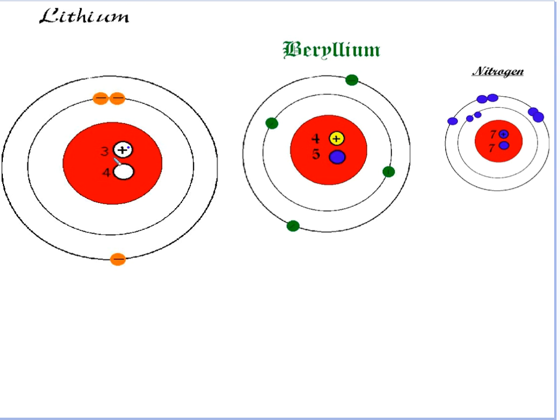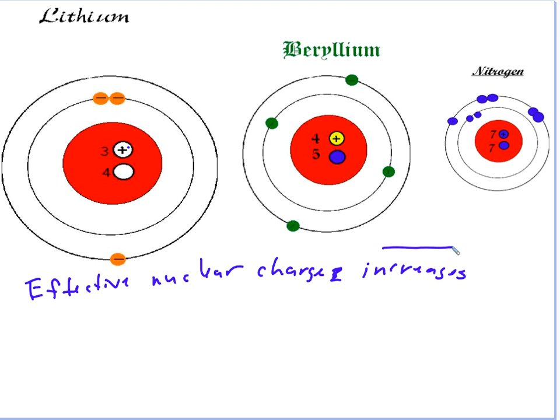The main reason that it gets smaller is that as you go across the period, the effective nuclear charge increases. Why does it increase? As you go across, you're adding protons. So if you look, nitrogen has 7 positive charges pulling on these outer electrons. So it's going to pull them in closer, whereas lithium only has 3 positive charges pulling on an outer electron.